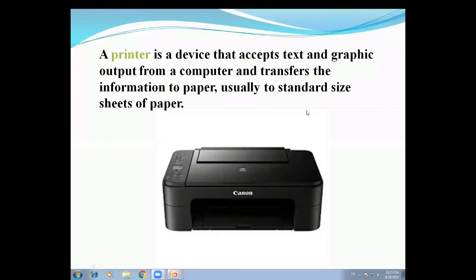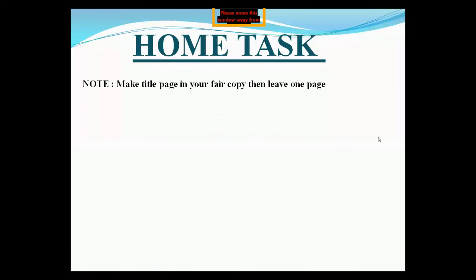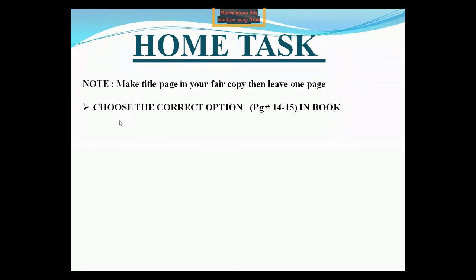Now I'm sharing some home tasks with you. You have to do them in your fair copy. Here's the home task. Note, firstly make a title page of the chapter and leave one page after making the title page. Then you have to choose the correct answer in your book, page numbers 14 and 15. You have to do it in your book with pencil, no color, no pen is allowed.